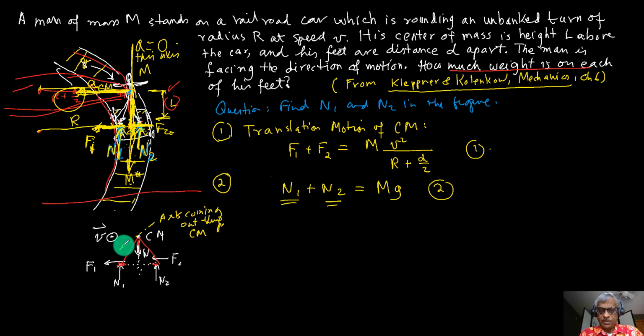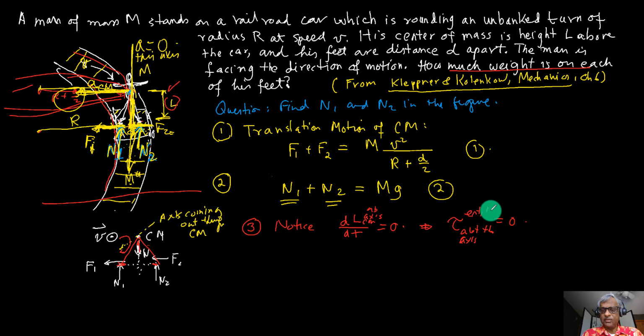Now, V is coming out, and this axis is actually coming out, and the R CM is coming out. So if I look at the angular momentum around this axis, it's actually not changing. Notice dL about the x axis through the CM over dt is actually 0. That means the torque about this axis equals 0. So if I look at all the external forces, the weight is actually going through the CM.